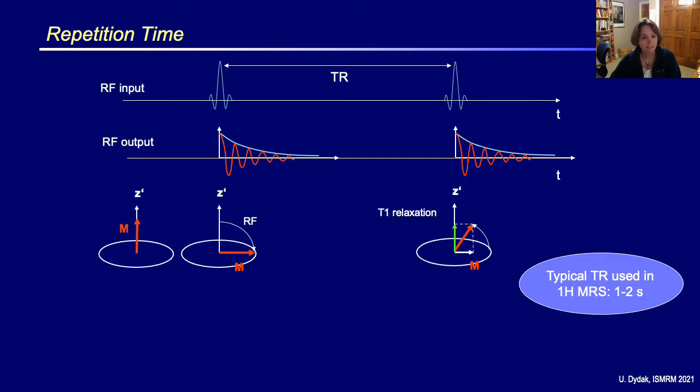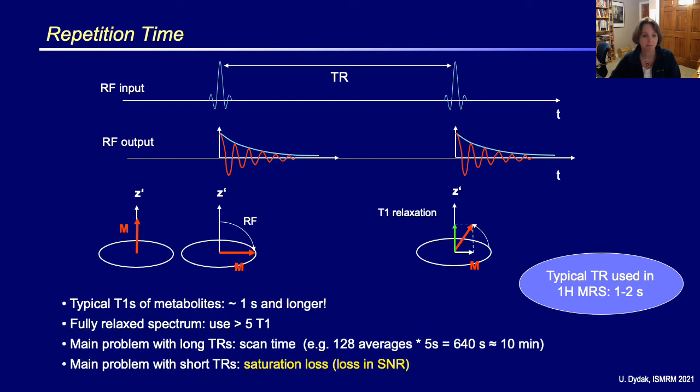The T1 relaxation time will influence your choice of TR. As you know, the TR is the time between 2 excitations and also the time that we need for the magnetization to go back into longitudinal direction. Typical T1s of metabolites are 1 second and longer.